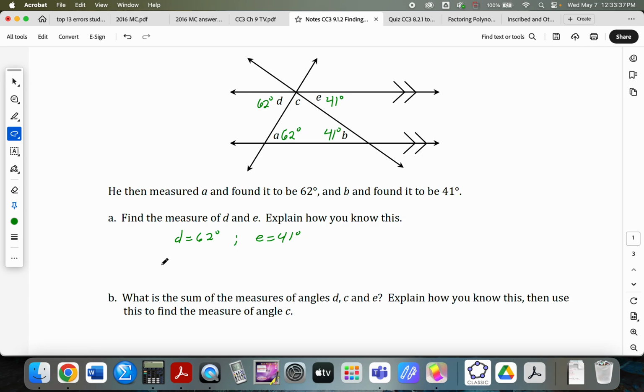Because alternate interior angles aren't always congruent. They're only congruent when what happens? What has to be true? Yes. The lines have to be parallel, exactly right. So when lines are parallel, alternate interior angles are congruent, meaning they're the same size and the same shape.